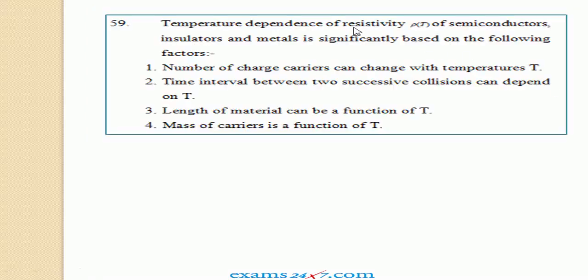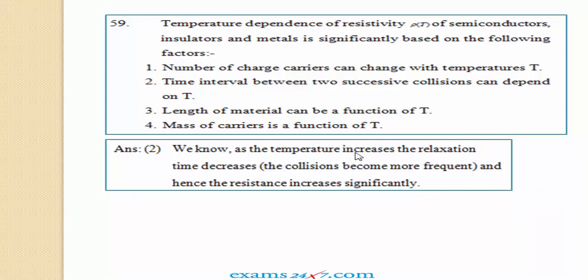59. The temperature dependence of resistivity of semiconductors, insulators and metals is significantly based on the following factors. Look at the four options. We know as the temperature increases, the relaxation time decreases. That means the collisions become more frequent than earlier and hence the resistance increases significantly. The correct option is 2.